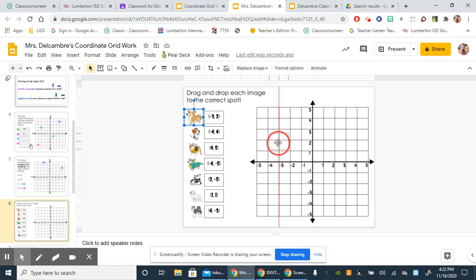Do you see how it's kind of like right there in the middle? That I make sure like the dog's in the center of where it's supposed to be. Try your best to do that.